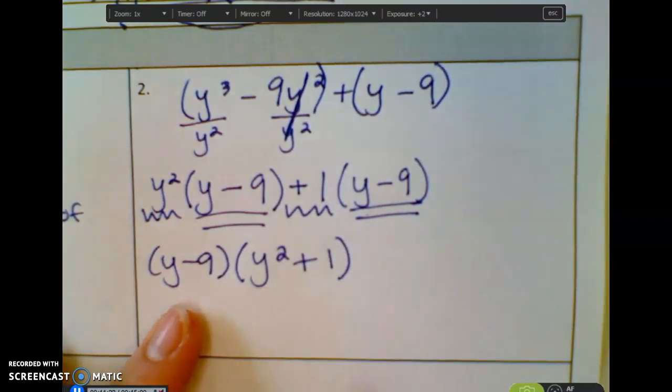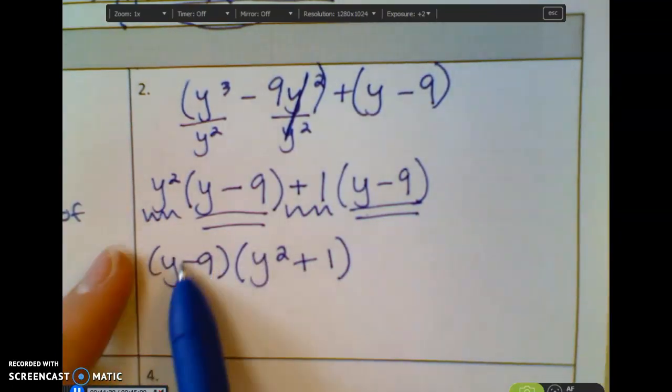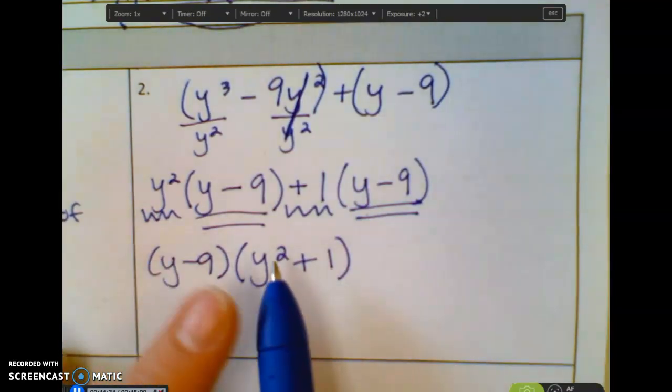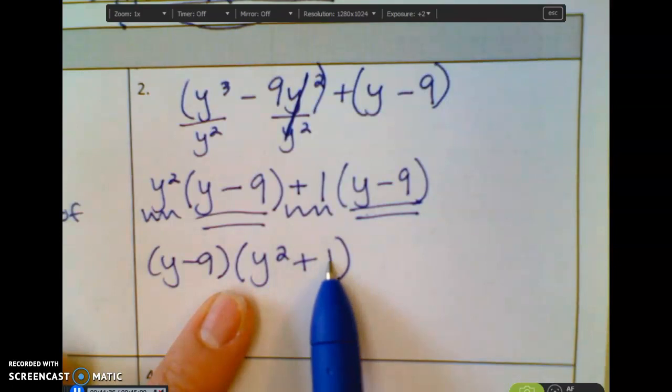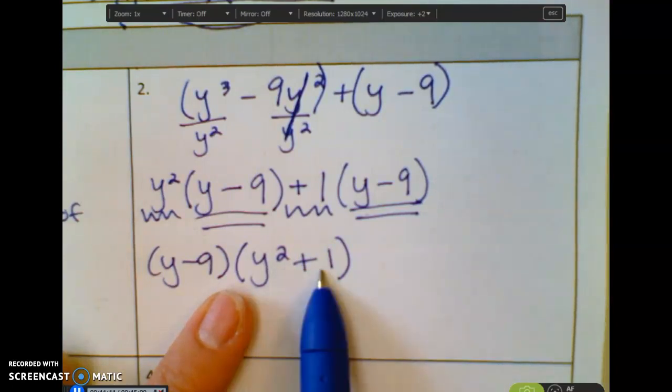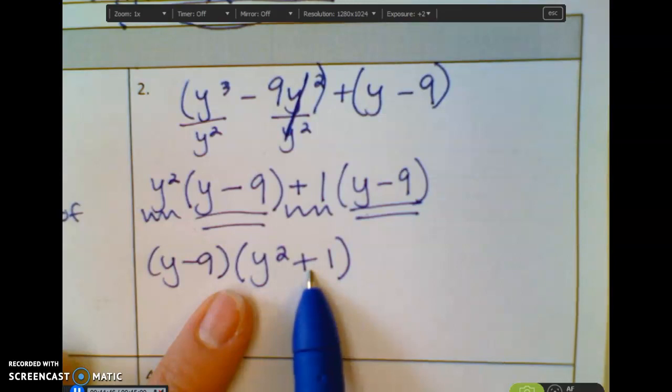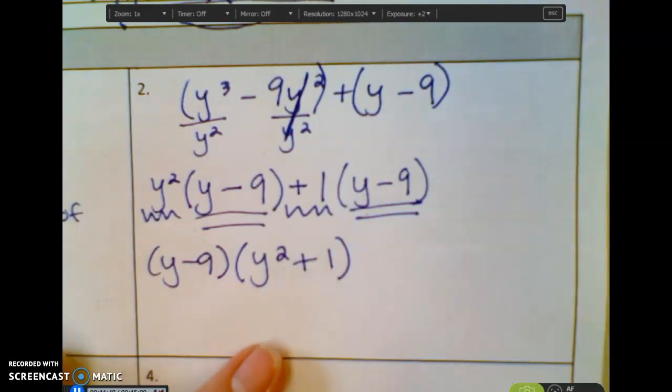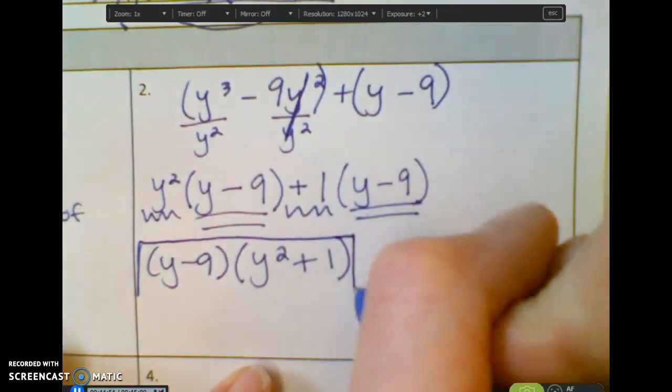Next thing we do is check for difference of squares. Y minus 9, well, y is not squared, so that's not a perfect square. Y squared is a perfect square, and actually 1 is also a perfect square. But what's wrong with this one? It's a plus sign. So if you went ahead and factored this further, I hope you see now that we can't do that. It's not a difference of squares. This is a plus sign. So we can't do that. We can't go any further. So we're done.